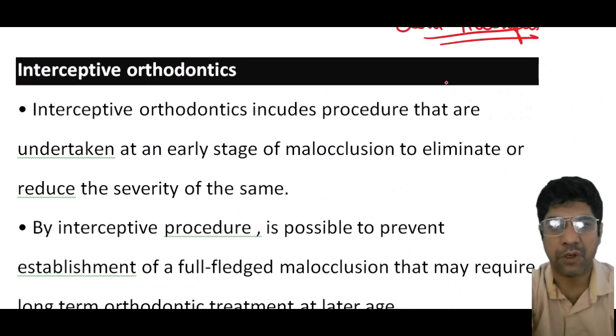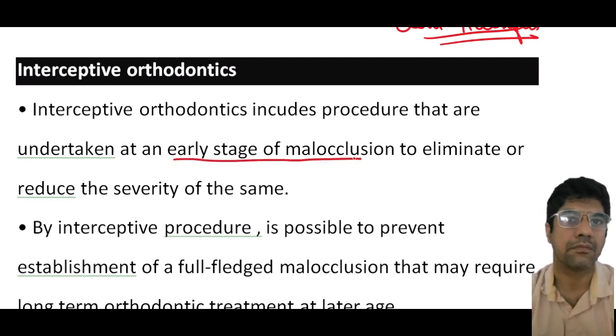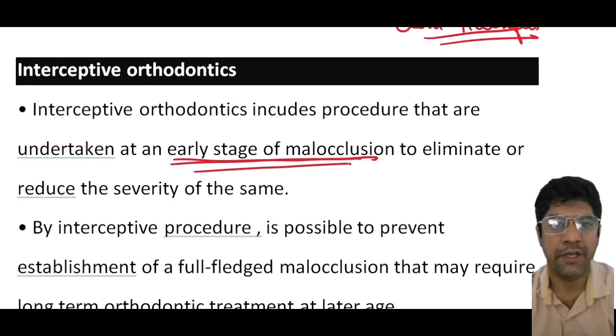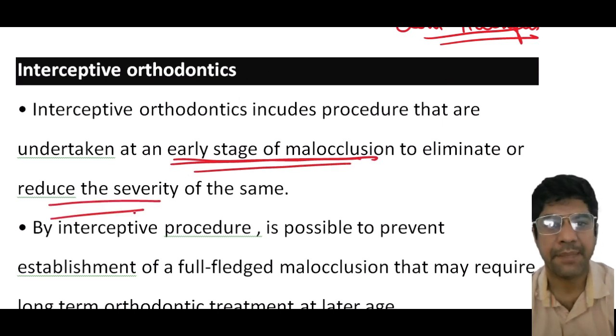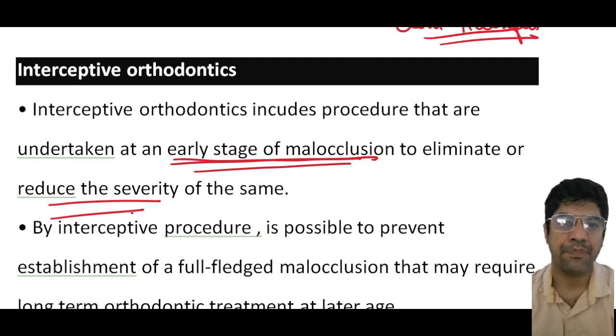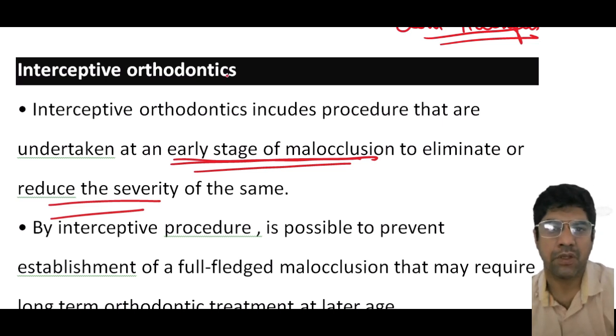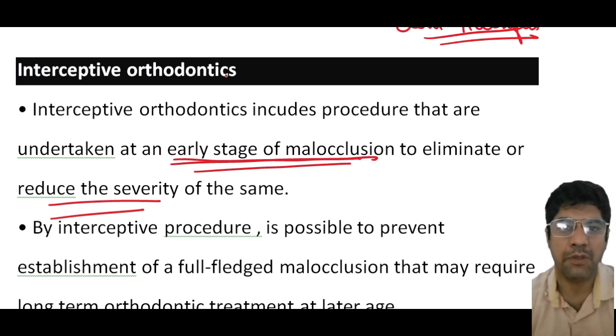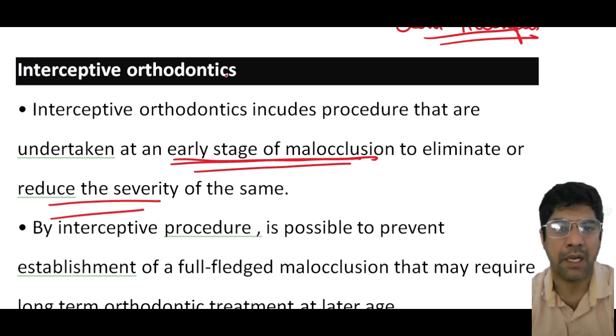The second is interceptive orthodontics. Interceptive orthodontics includes procedures that are initiated at an early stage of malocclusion to eliminate or reduce its severity. It is a phase of orthodontics mainly focusing on recognizing and addressing potential irregularities and misalignment in the developing dentofacial complex. Unlike preventive orthodontics, which aims to prevent the occurrence of malocclusion, interceptive orthodontics acknowledges the existence of developing malocclusion and works to eliminate or reduce its severity.